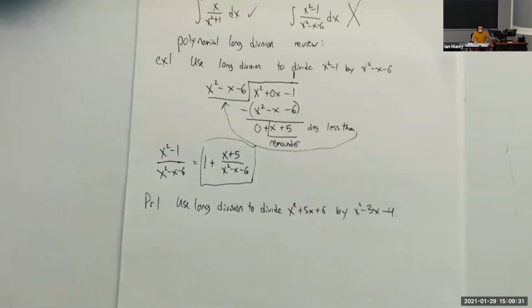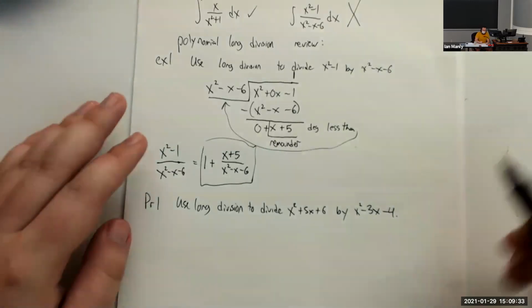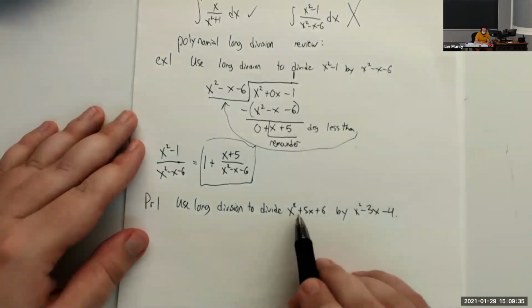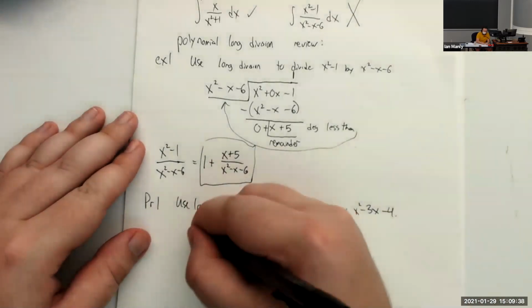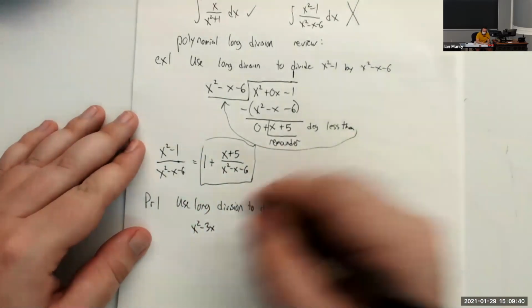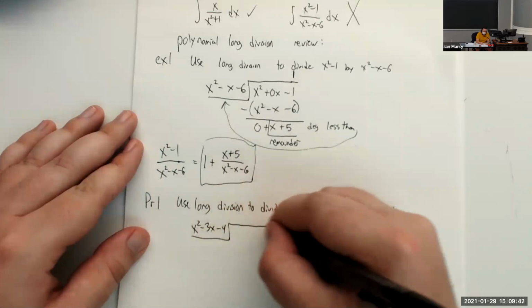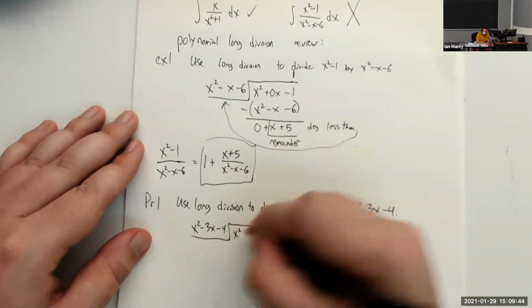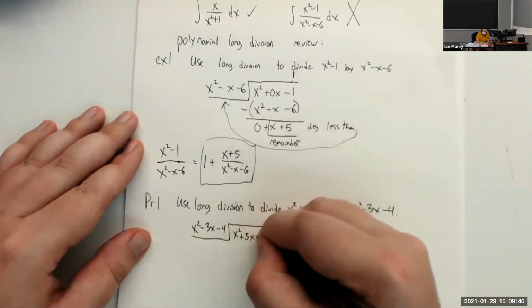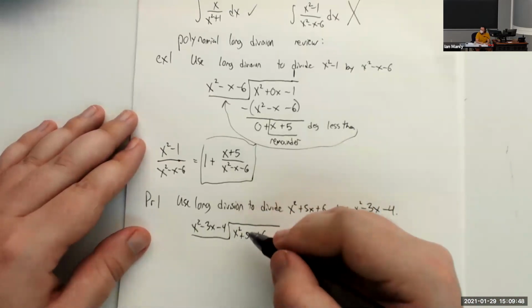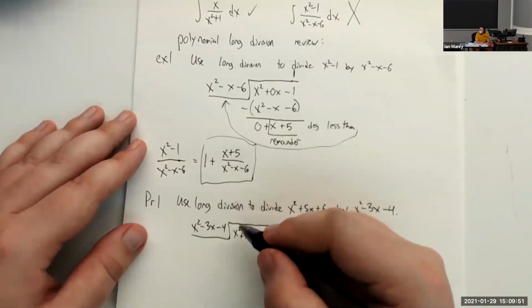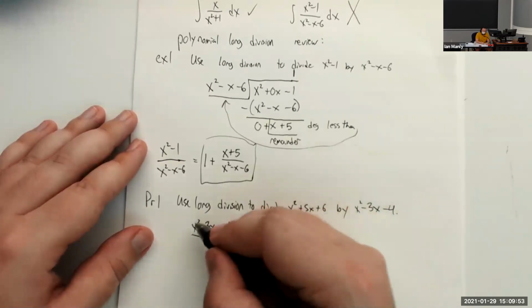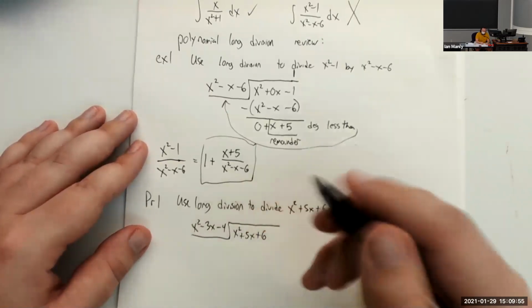All right, let's see how we would get this done here. So let's use long division to divide this by this right here. All right, x squared plus 5x plus 6. So this example is actually very similar to the previous example in that, what do I need to multiply this by to get this? It's going to be 1.